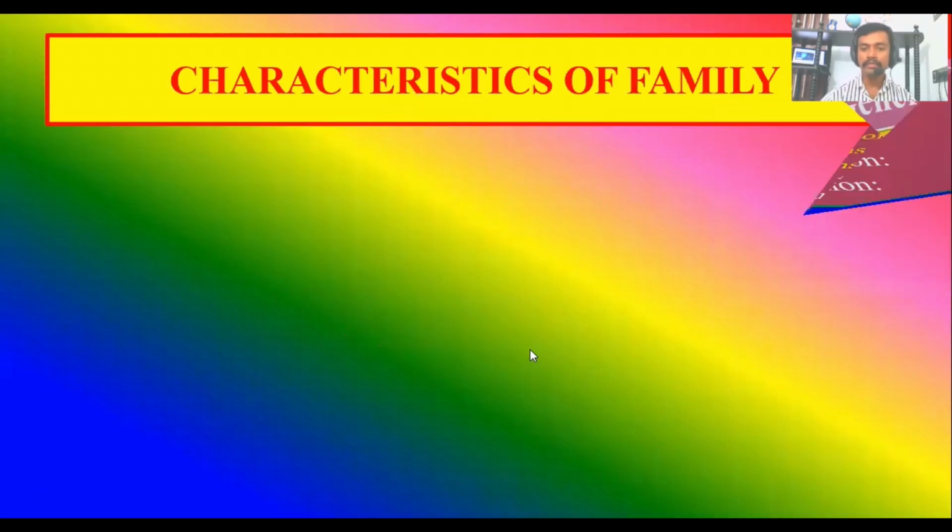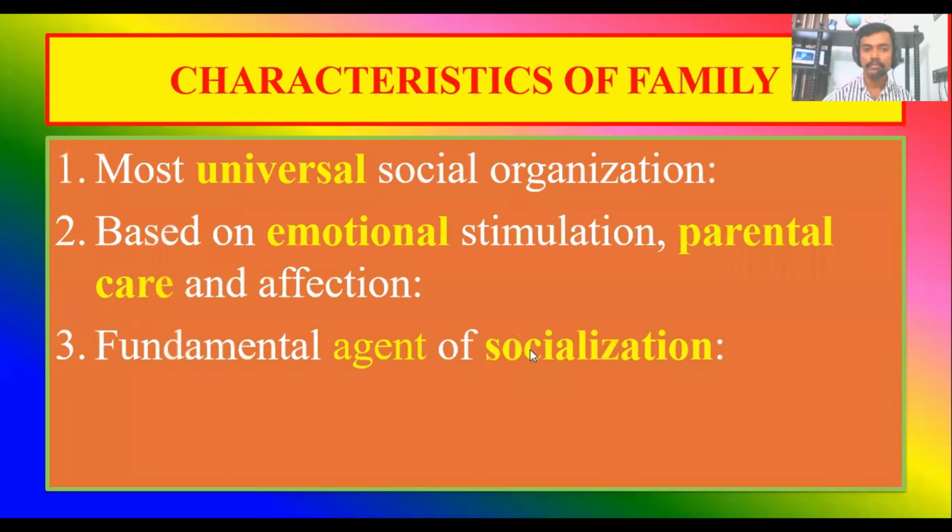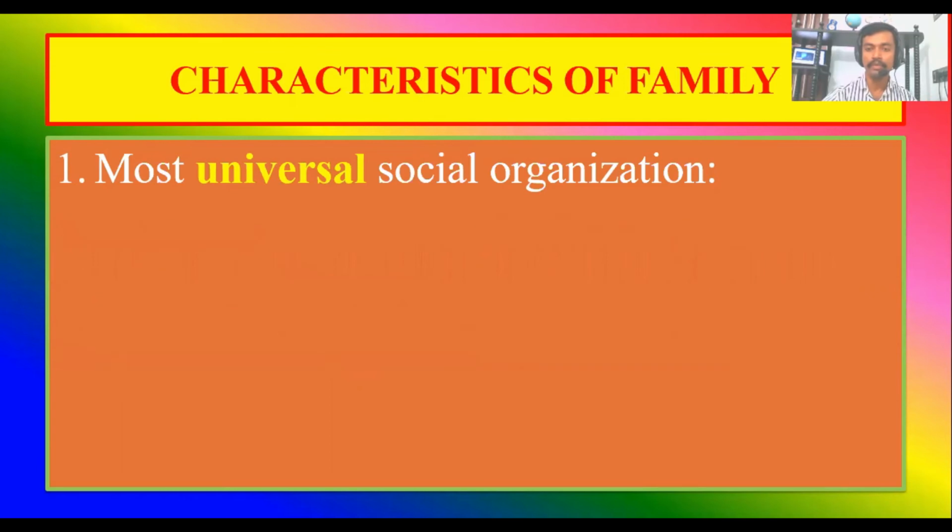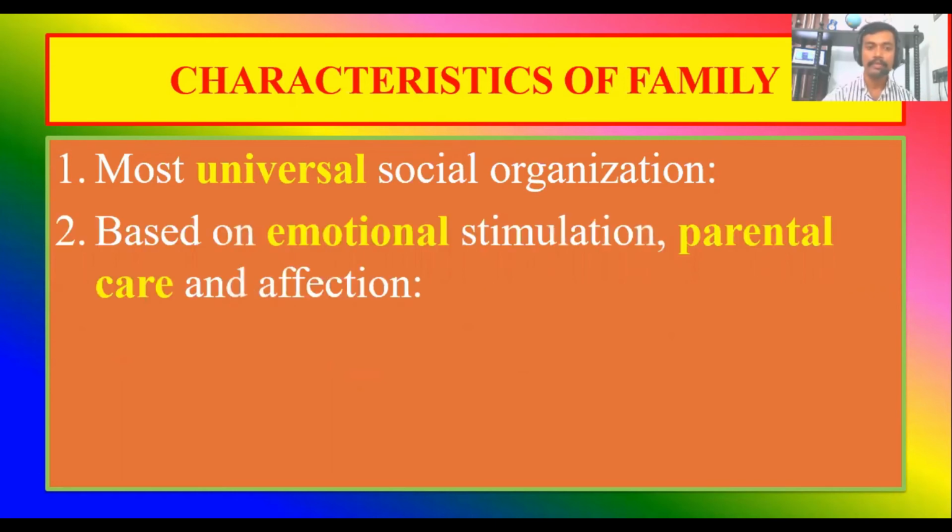Then characteristics of family. First characteristic, universal. As we have discussed, family is there everywhere. Indian family, American family, Chinese family, European family, is a universal one. Then, based on emotional stimulation, as we know, we are emotionally and biologically attached with each other. Then parental care and affection.